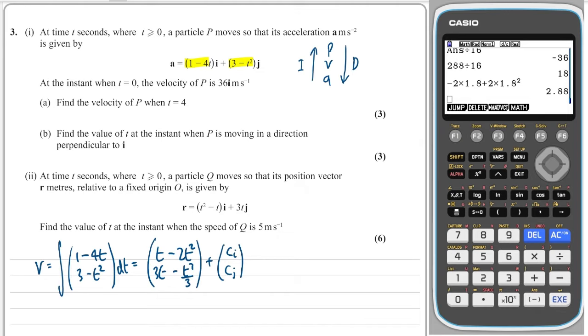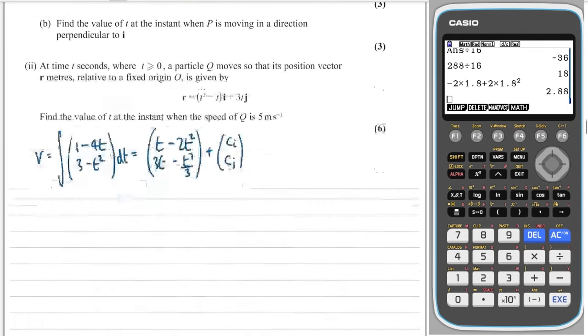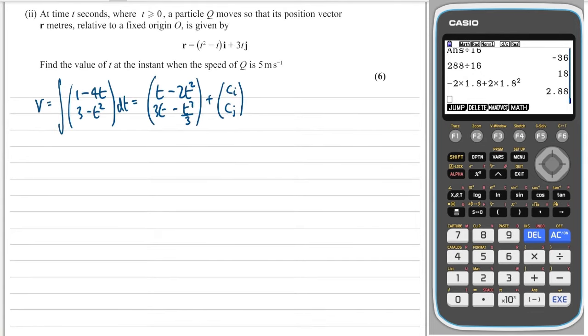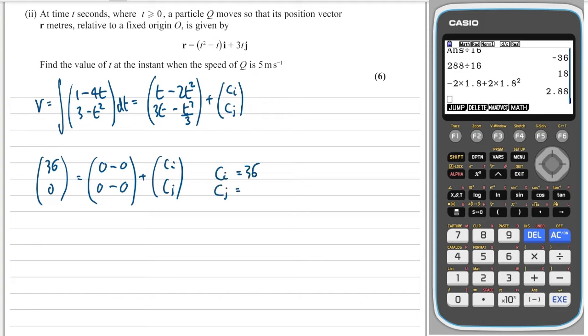Okay, and it says that the initial velocity when t equals 0 is 36i, so we can substitute that in. So I'm going to get 36i is just 36 and 0j, and that's going to equal, well, when t is 0, we're going to get 0 minus 2 lots of 0, or 3 zeros, minus 0 cubed over 3, and we're going to get c_i, c_j. So therefore that tells us that c_i equals 36, and there is no constant term in the j direction.